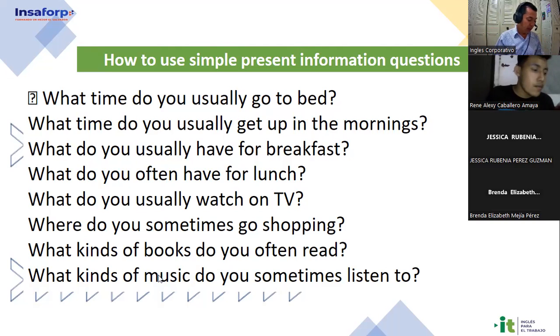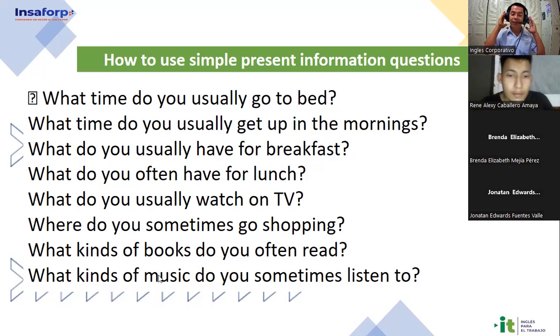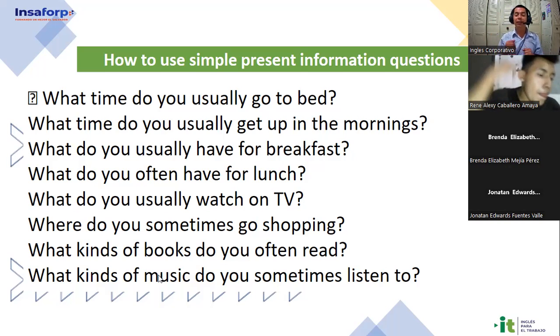The last question goes to Jonathan. Jonathan, hello. What kind of music do you sometimes listen to? Salsa. Okay, nice. Only salsa? Solamente salsa o... No, rock, do you like rock, for example? Jazz, reggaeton, cumbias. Cumbia, right? Cumbia salvadoreña, yeah. Okay, very good. So, what kinds of music do you sing?